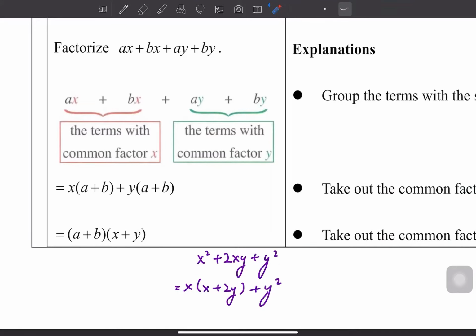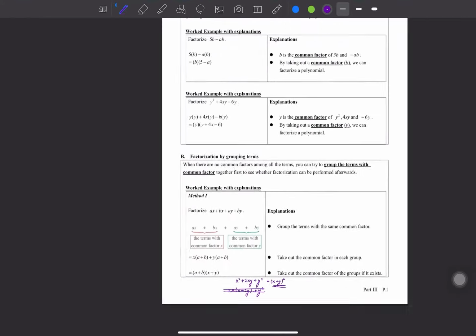Can you see this is one of your identity? If x squared plus 2xy plus y squared, then you can apply the identity a squared plus 2ab plus b squared, which is equal to a plus b all squared. So this is the final answer.